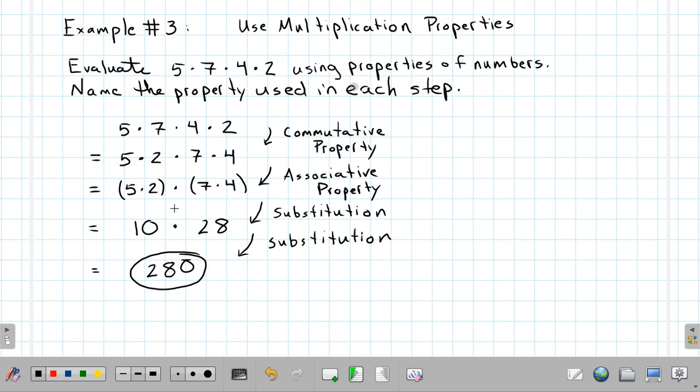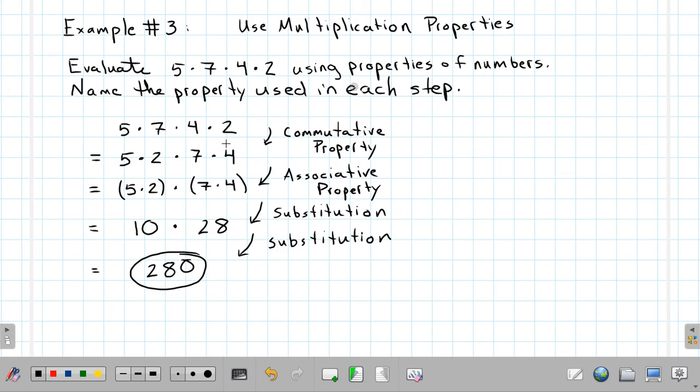But once again, we were able to group the numbers together in a certain way to make it easier for us to do this calculation in our head, okay? But like I said, there's nothing stopping you from, if you needed to actually evaluate this, doing 5 times 7 times 4 times 2, okay? If you actually did it out this way, 5 times 7 would be 35. 35 times 4 is 140. And then 140 times 2 would still give you the 280.